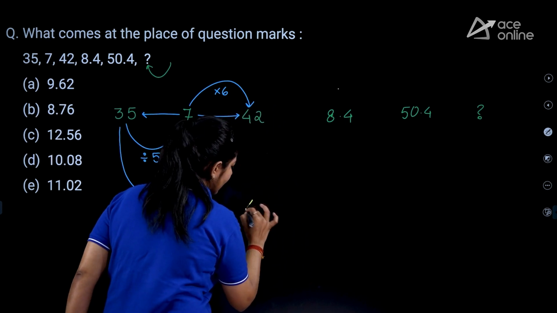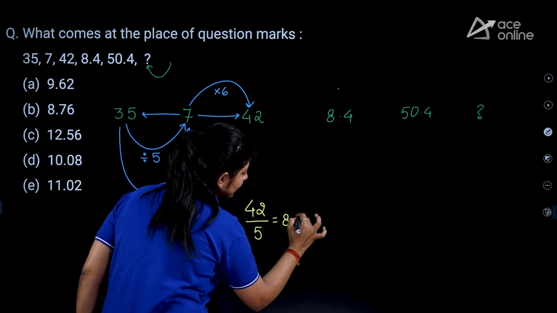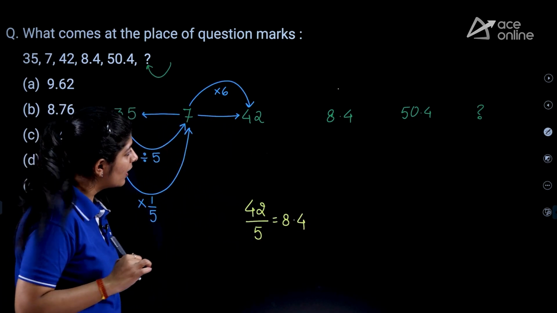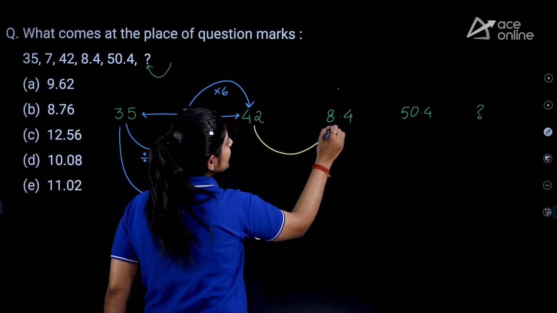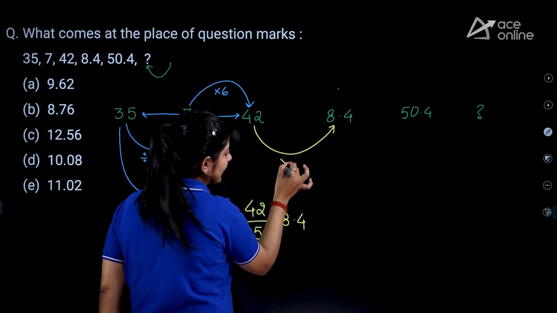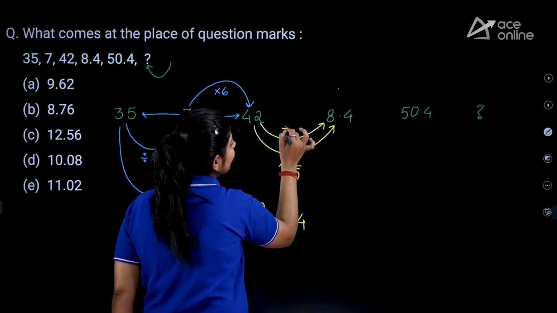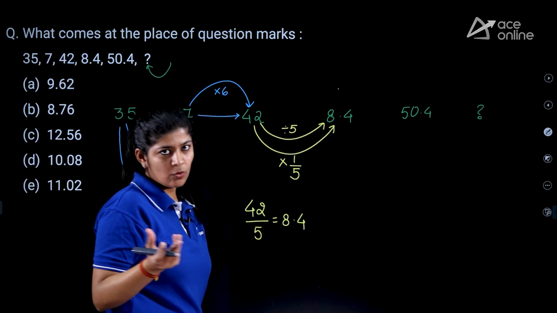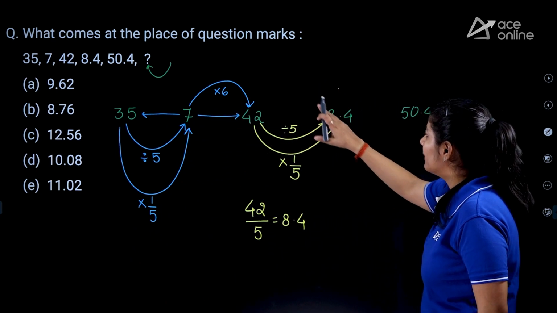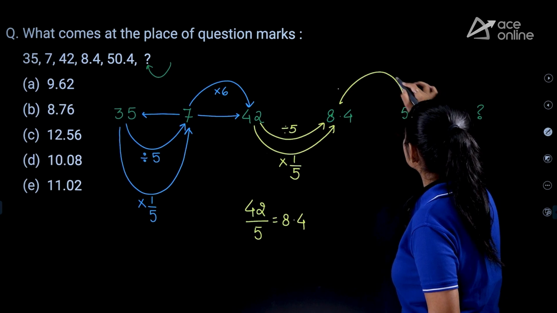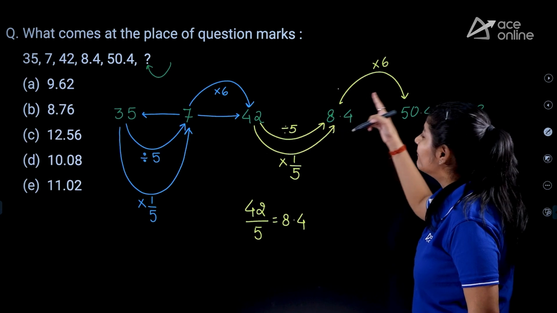So if I divide 42 by 5, what am I getting? I am getting 8.4. That's what is written over here. So I can say that if I want to convert this 42 to 8.4, I again need to multiply it by 1 by 5, or we can say that we have to divide it by 5. Basically, both are the same thing, okay? That means the next thing I need to do is multiply it by 6, just to confirm that I am having the same pattern.